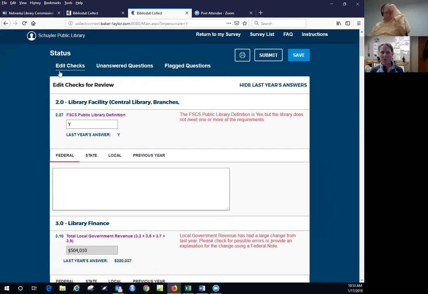So here, if you notice under the edit checks, we've got one here for the FSCS definition. I'm guessing this is probably because we haven't entered the staffing information. One of the requirements for FSCS to be a public library under that Federal-State Cooperative System agreement is that you have to have paid staff. And so I'm guessing that because we haven't entered that yet, this is why this edit check has come up here.